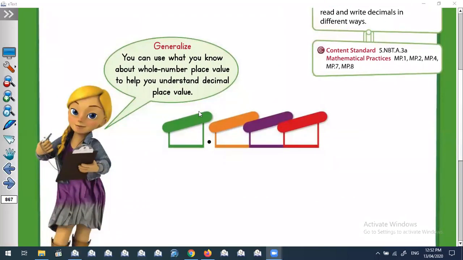Here, this point is called decimal point. The first number to the left of the decimal point, its place value is ones.